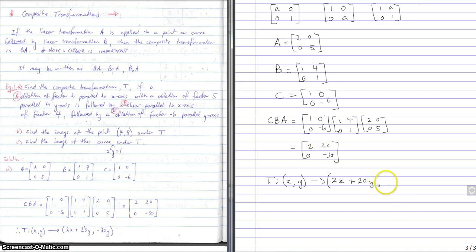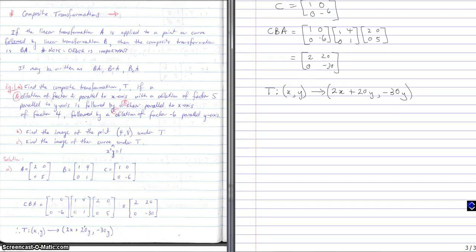0x, we don't worry about that, so we just write minus 30y. Okay, this is our transformation that the question's asking for. So don't leave your answer as a matrix, put your answer as a transformation. Okay, so that's part A.